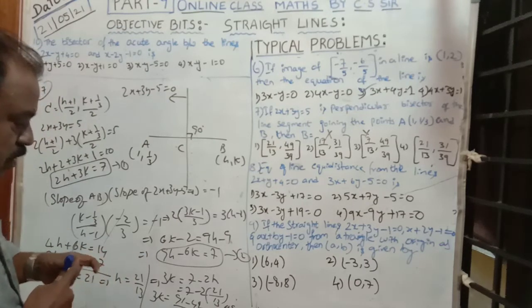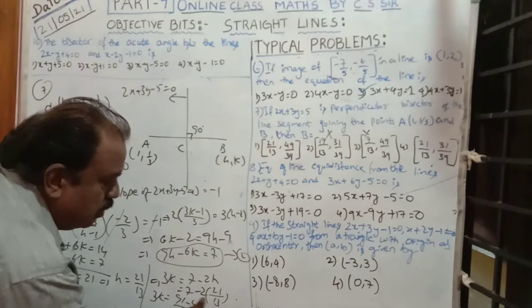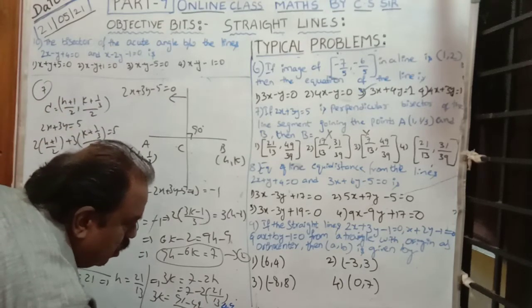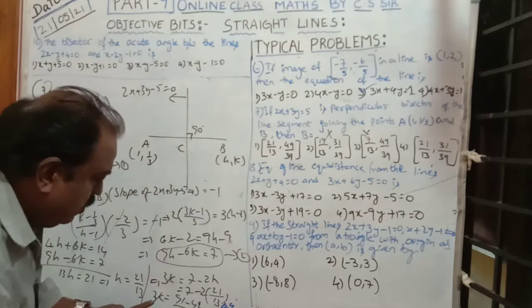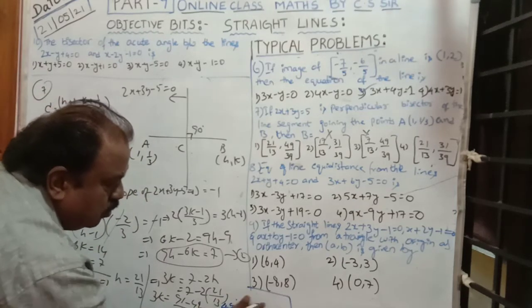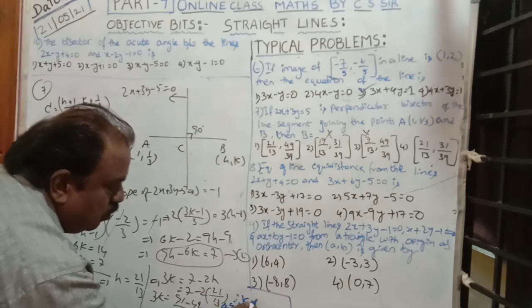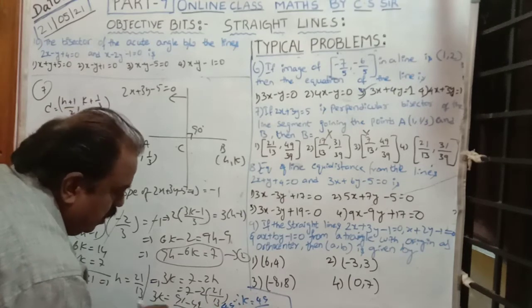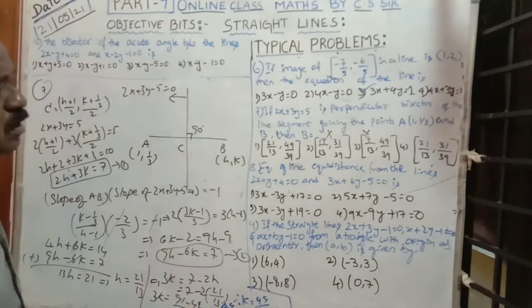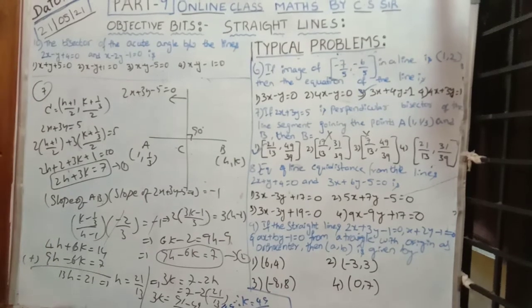I will write it in a different ink. It is 49 by 13, but this is 3k. Therefore, what is k? Therefore, k is equal to 49 by 3 times 13, which is 39. So no doubt the first one is correct. In a different way I will do it. Another method.